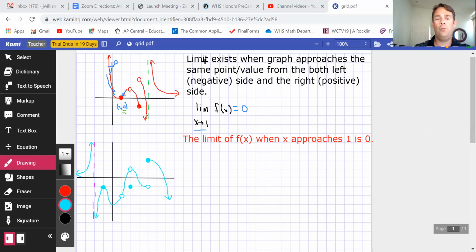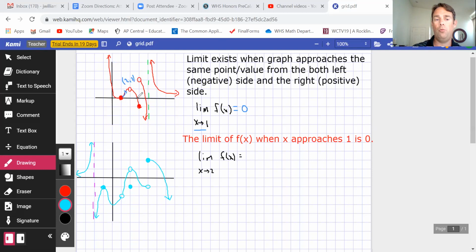Now notice that we don't always have to have a solid dot. For instance, what if I were to do something like this? The limit as x approaches 2 for f of x. Well, now my value, if I were to come from the left side, I'm going to this hole, this open dot. And that hole is at the point 2, 1.